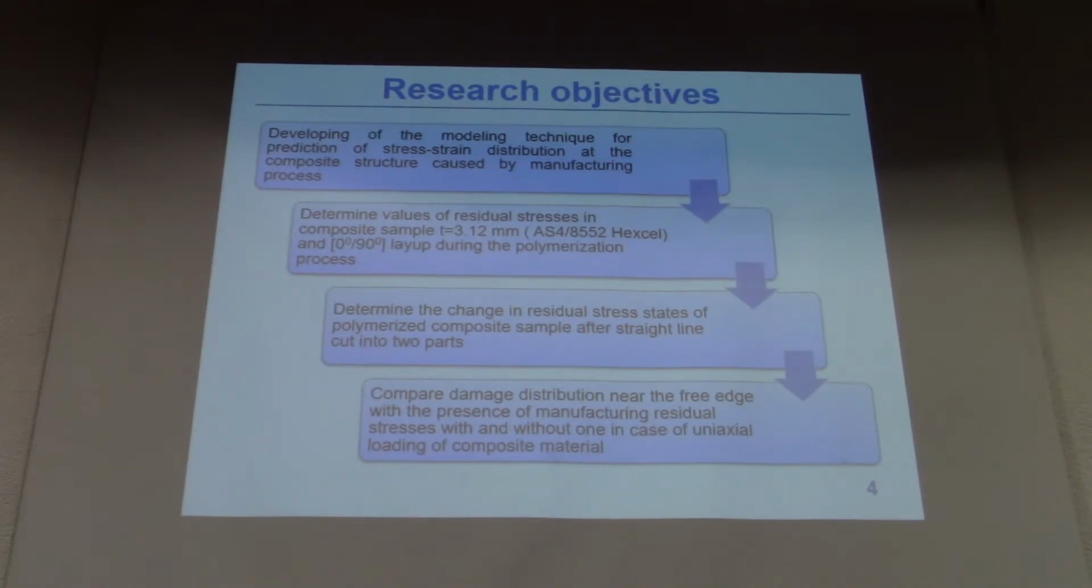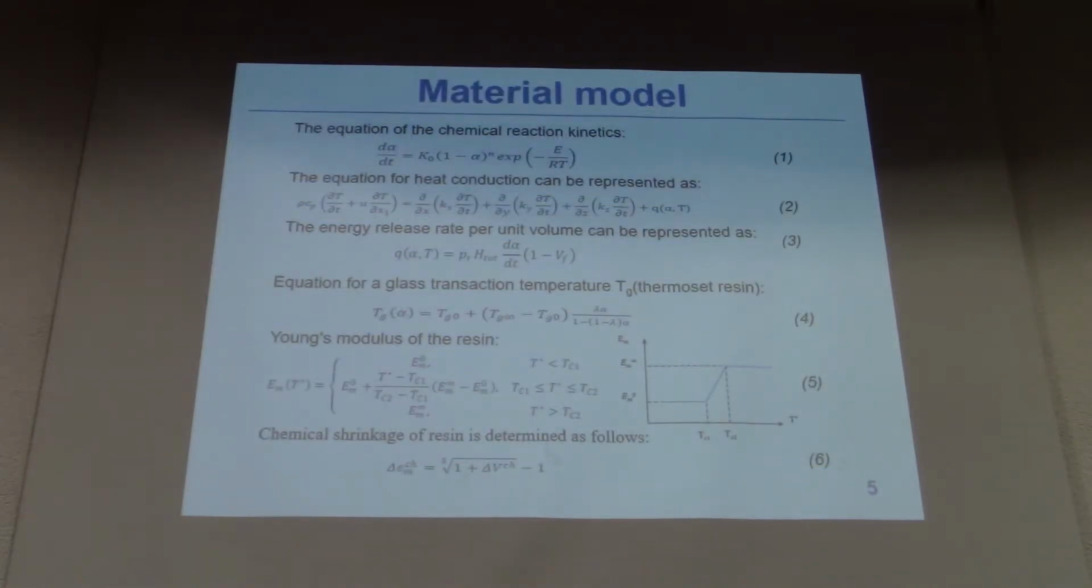So let's start. The material model is quite well known. This model takes into account the chemical and physical things that appear in the composite during the polymerization. The problem of residual stresses comes because of different properties in transverse and in longitudinal directions.